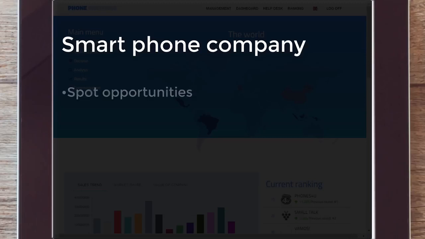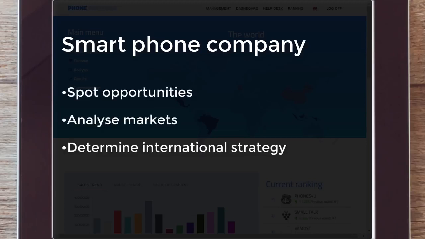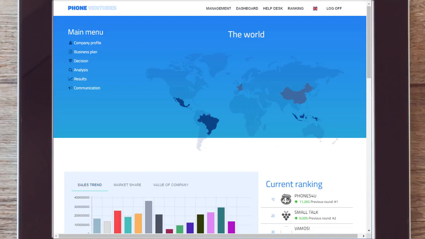You will have to spot opportunities, analyze markets, determine your international strategy, and take operational decisions in order to make your company succeed. Right now, you're in the main menu. Here you can easily navigate through all important aspects of the simulation.